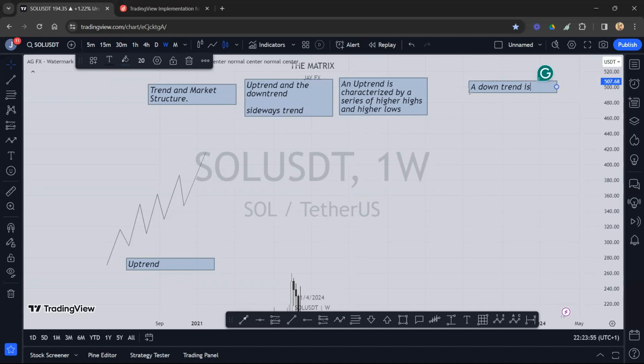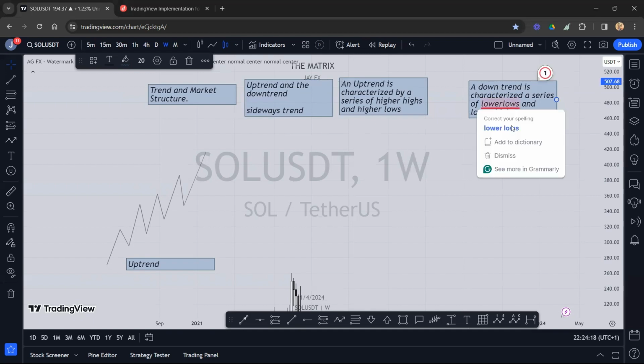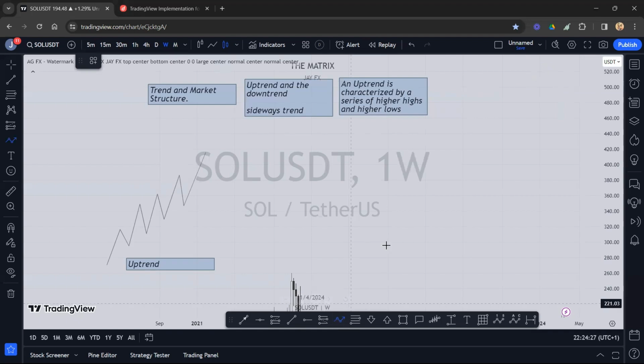All right, a downtrend is characterized by a series of lower lows and lower highs. Okay, lower lows and lower highs. Uptrend, higher highs, higher lows. Downtrend, lower lows, lower highs. Let's look at an example.